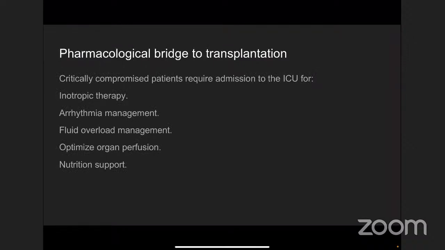Regarding pharmacological bridge to transplantation, critically compromised patients require admission to the ICU for further management regarding inotropic therapy, arrhythmia management, fluid overload management, and optimized organ perfusion and nutritional support.